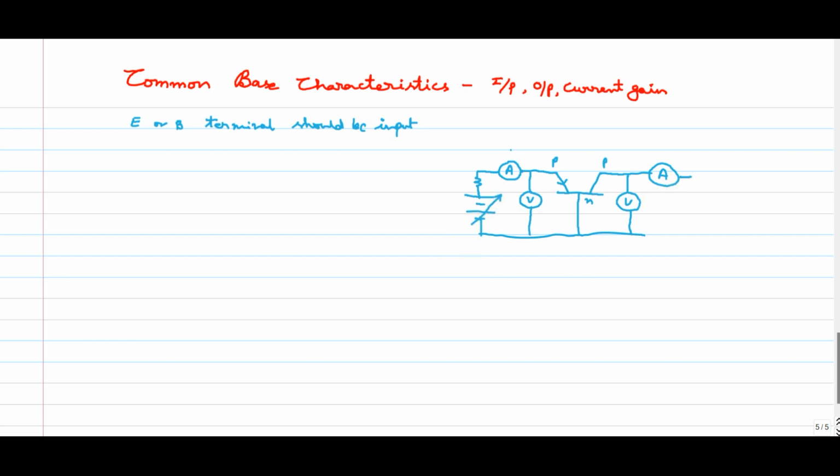The same thing happens here also, and here it is P and N. But here we need to use reverse bias, so the negative terminal and positive terminal should become like this, and it is also variable.